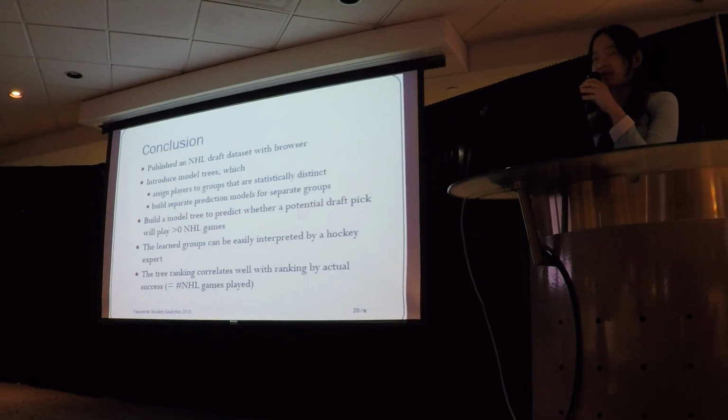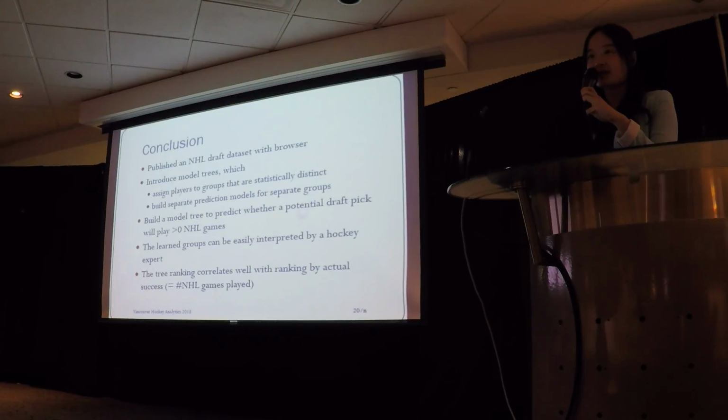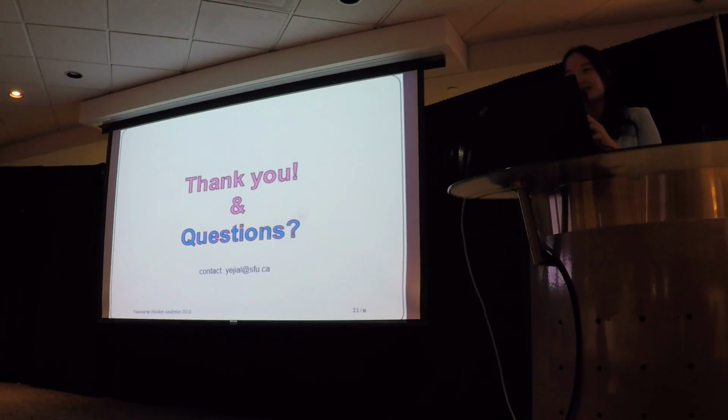In conclusion, our work can be summarized as follows. First, we published an NHL draft dataset with a browser to showcase our dataset. Second, our model tree can assign each player to its own regression group to predict whether he's going to play in the NHL or not. Also, the tree structure is pretty interpretable for team scouts to see where the strength points of a player are, and the probability calculated by the model tree can be used to rank players for the draft picks. In the end, our correlation results show good correlation with the real NHL success metric, the number of games played. So that's it. Thank you so much for listening.